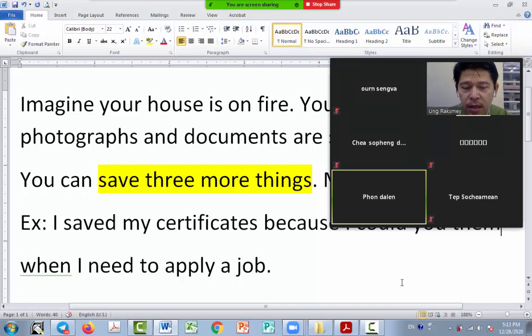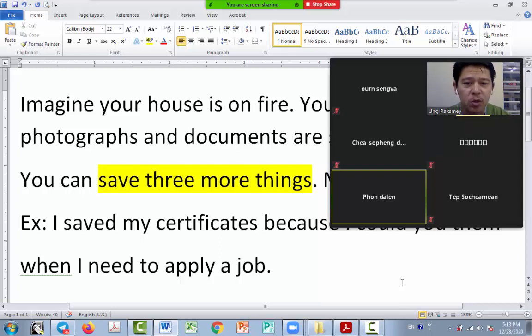What about people? No need to care about people. People are safe. So only the things, something that cannot walk, something that cannot escape by themselves, like a certificate, like a TV, like your desktop. They cannot walk, so that's why you need to save them. And why do you save them? Why are they so important to you?